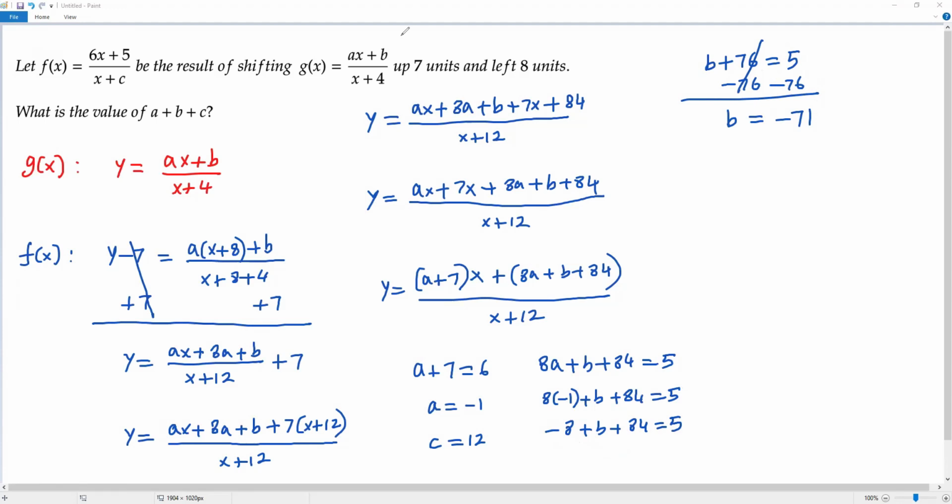Here I got the values of a, b and c. Our aim is to get the value of a + b + c. That is equal to, the value of a is -1, the value of b is -71, and the value of c is +12. When I combine these two negative values, I'm getting -72 + 12. When I combine this negative value and positive value, I'm getting -60. Here I got the value of a + b + c, that is -60.